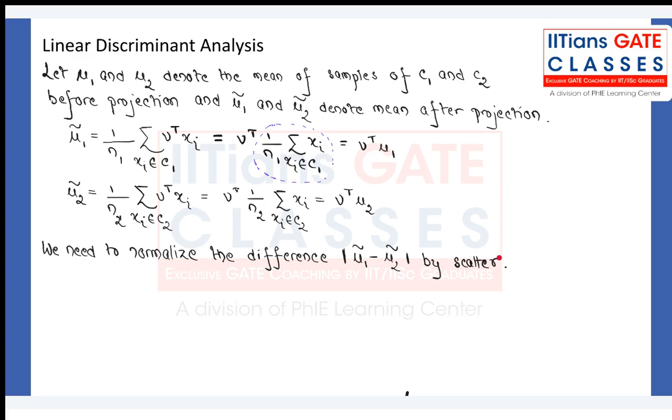So before I introduce that, I'll just write one small thing here. Let yi equal to v transpose xi be the projected sample of xi. I just name the thing as yi.